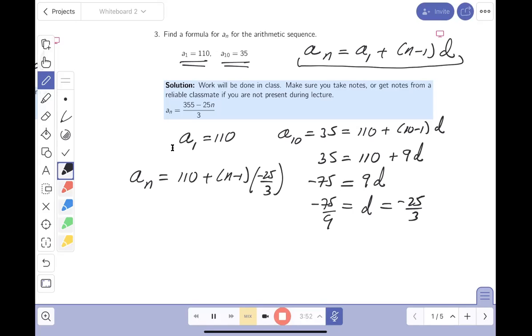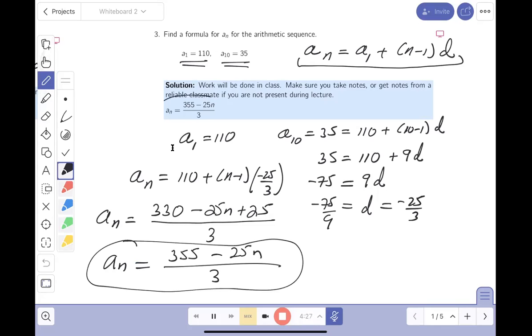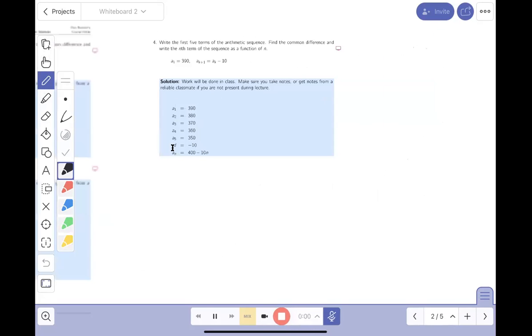Again, it's in your interest to simplify things, and I'll go through that now with you. AN, common denominator is 3. That would be 330 minus 25N plus 25. AN, 330 plus 25 is 355 minus 25. Whoops. I've got to get my eraser. It doesn't look right. We're doing all right. Go to the next page.